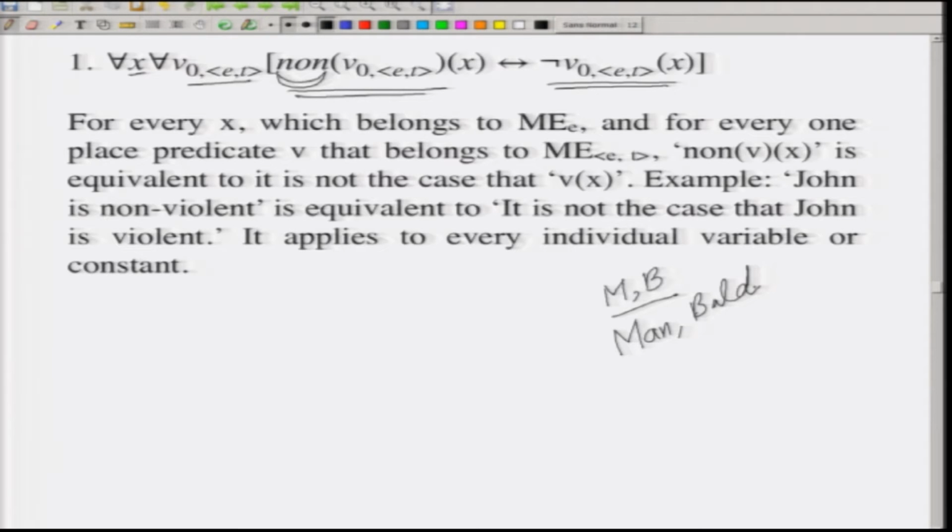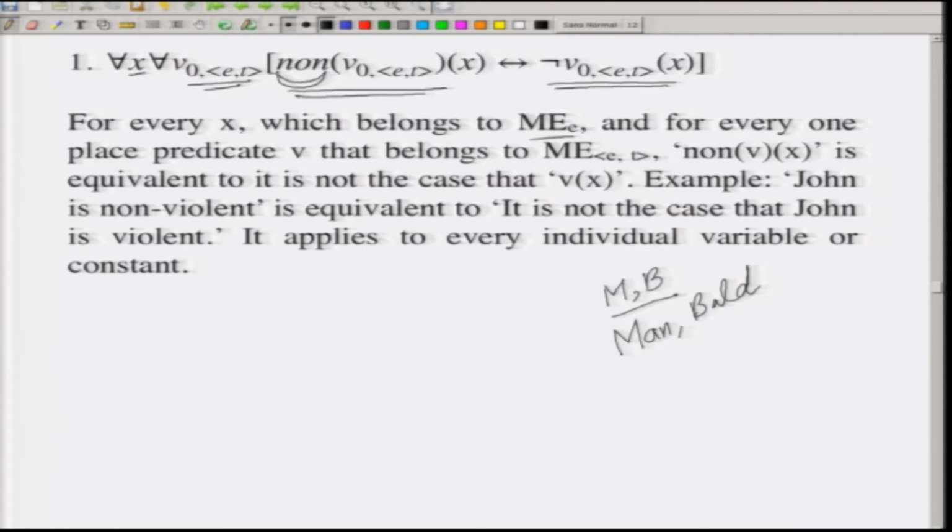Okay. So what is it saying? This is saying that for every x that belongs to the individual type, and for every variable that belongs to the e to t type, that is a one-place predicate, non that predicate and x is equivalent to: it is not the case that predicate and x.